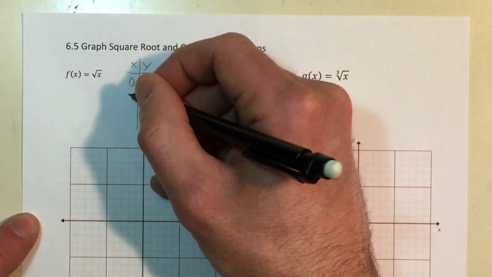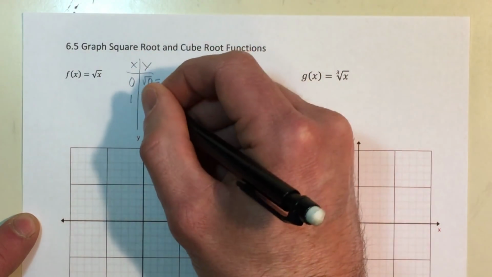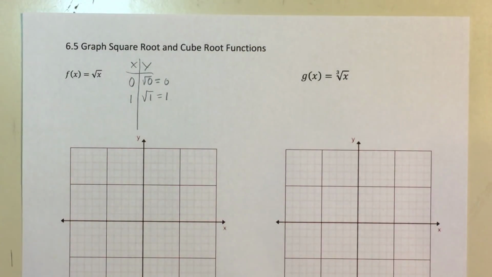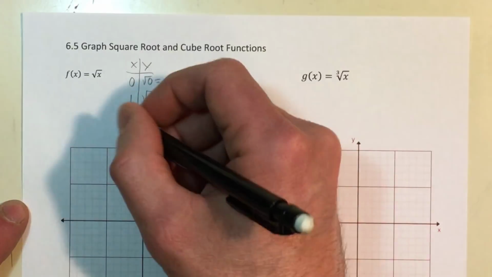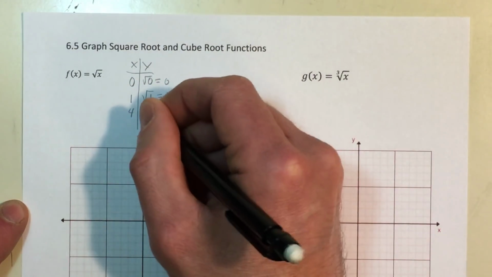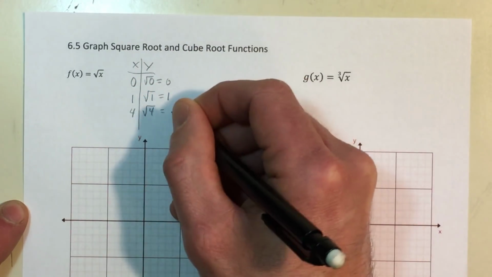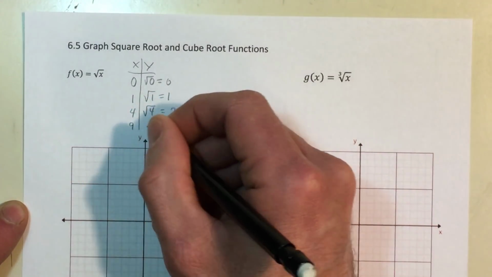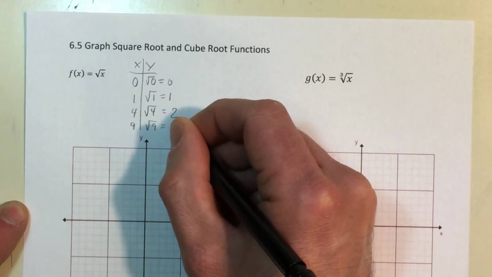Moving up, we could do the square root of 1, couldn't we? Square root of 1 is 1. And what else could we use? Oh yeah, we could use 4. 4 is a perfect square. Square root of 4 is 2. And what else moving up from there? Oh, 9. Square root of 9 is 3.